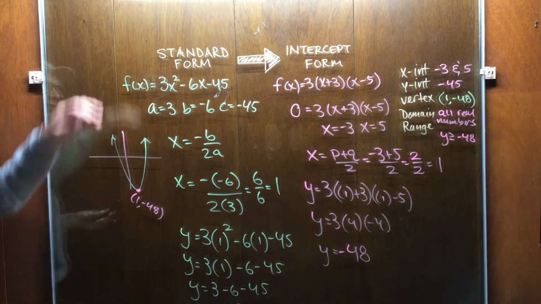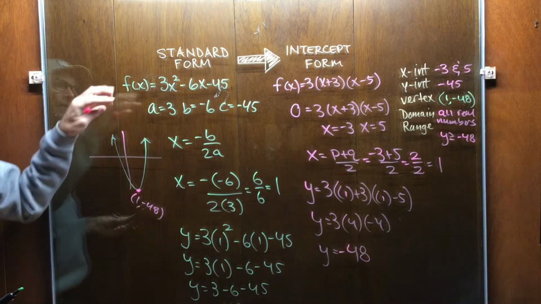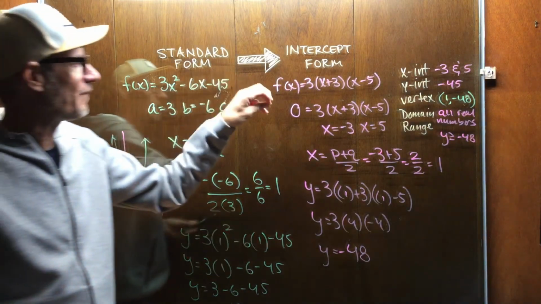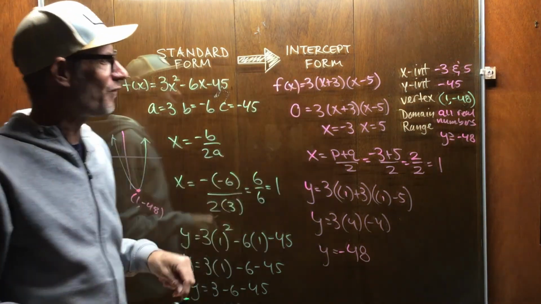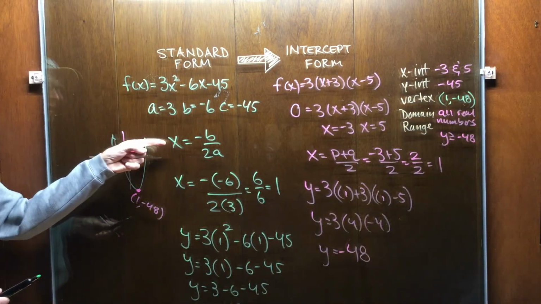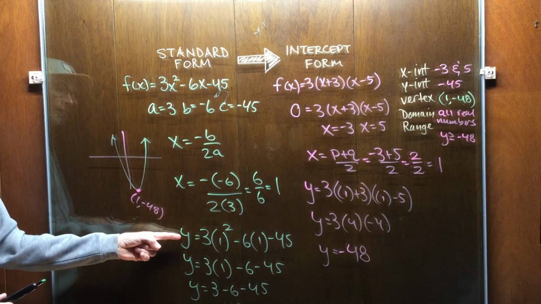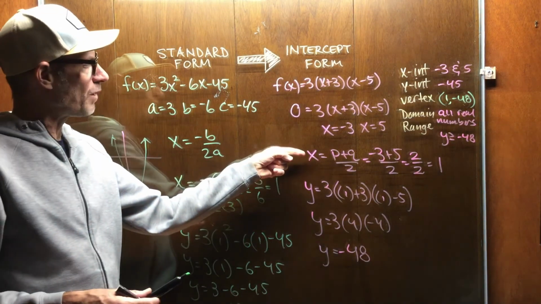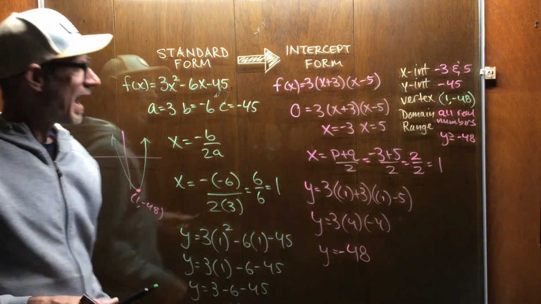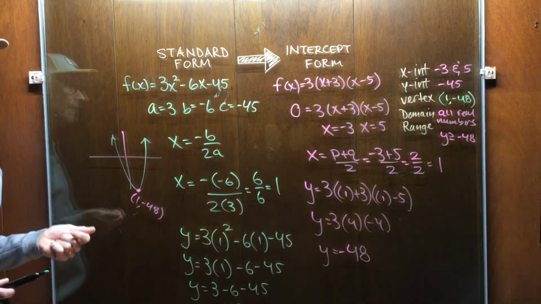So that's how you change standard form to intercept form, and then you can use the different things that you can see at a glance in standard form and the different things that you can see at a glance in intercept form to help you find the key characteristics. We also learned that you can use this formula to find the vertex and then plug it back into your original function, or you can use this formula to find the vertex and then plug that back into your original function. And because these two equations create the same graph, of course they have the same vertex.